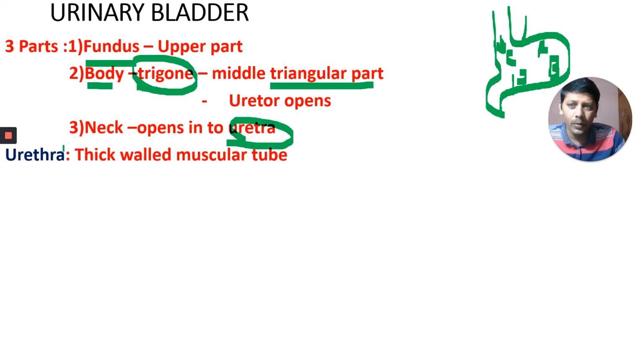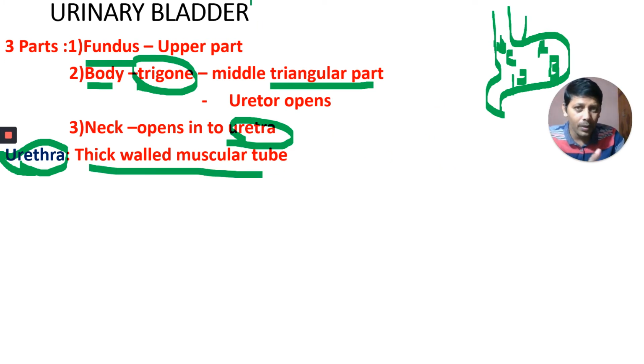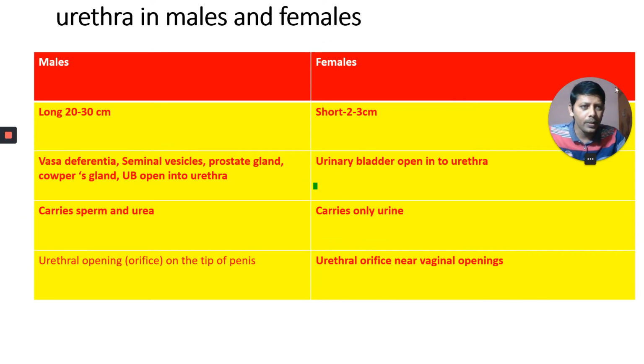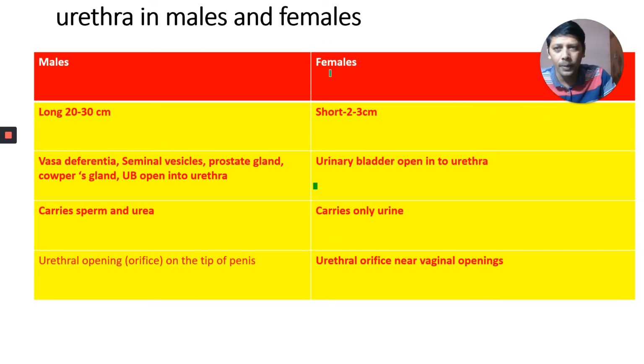What is next? The next part we are going to study is the urethra. It is also thick-walled and muscular. Earlier you learned the ureter, then we learned the urinary bladder. Now we are learning the urethra. There are so many differences between the urethra of males and the urethra of females. The urethra of males is 20 to 30 centimeters long. You will learn all these things again in the human reproductive system, remember. And the urethra of females is very short, 2 to 3 centimeters long.